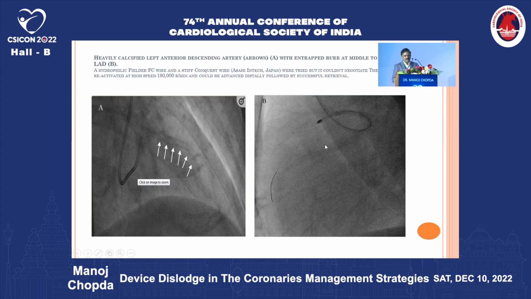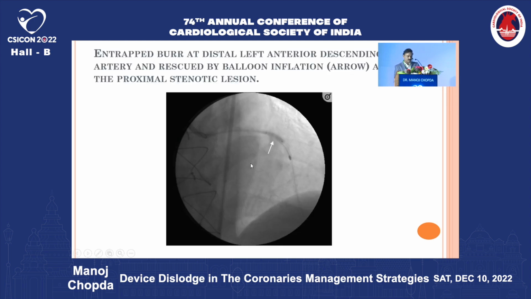And again, at high speed, we tried to reactivate the burr, and it got reactivated, moved proximally, and we could remove the burr. Then we completed the procedure with smaller and larger balloon dilatations. This was the entrapped burr at the distal left anterior descending artery, rescued by balloon inflation at the proximal stenotic lesion.